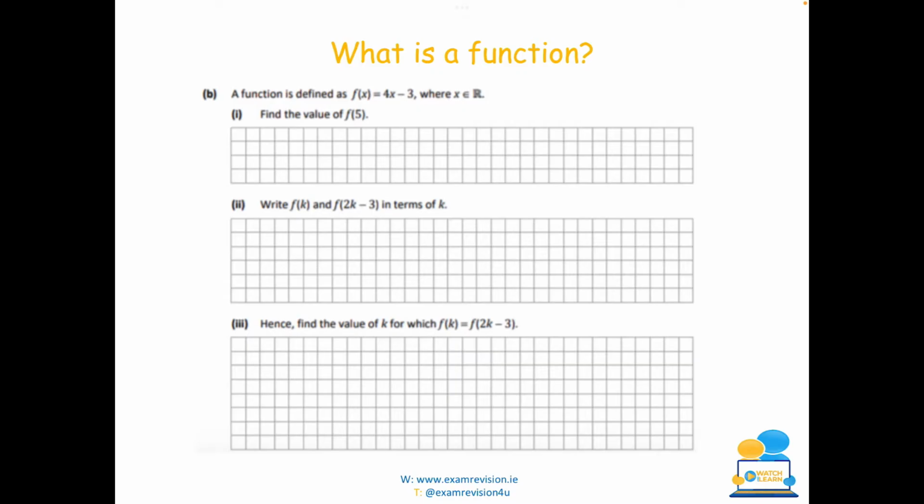So our new input here is 5. So everywhere we had an x before, we're substituting in a 5. So 4 by 5 minus 3, which is 20 minus 3, which gives us 17.